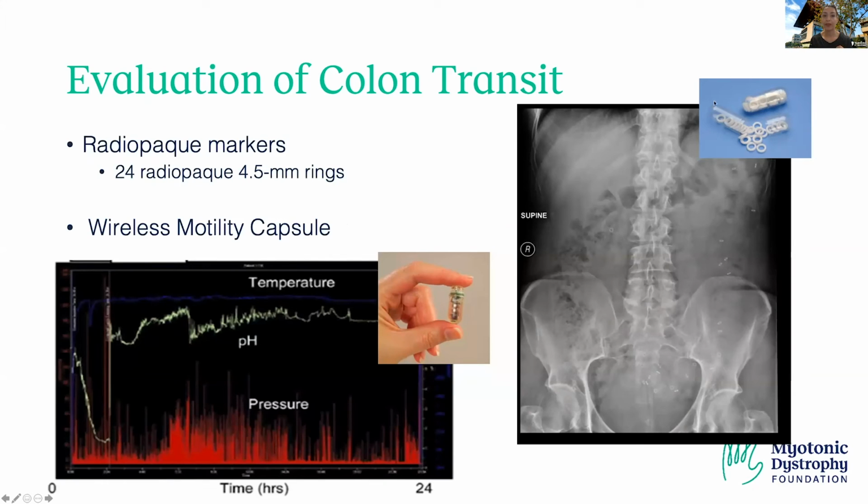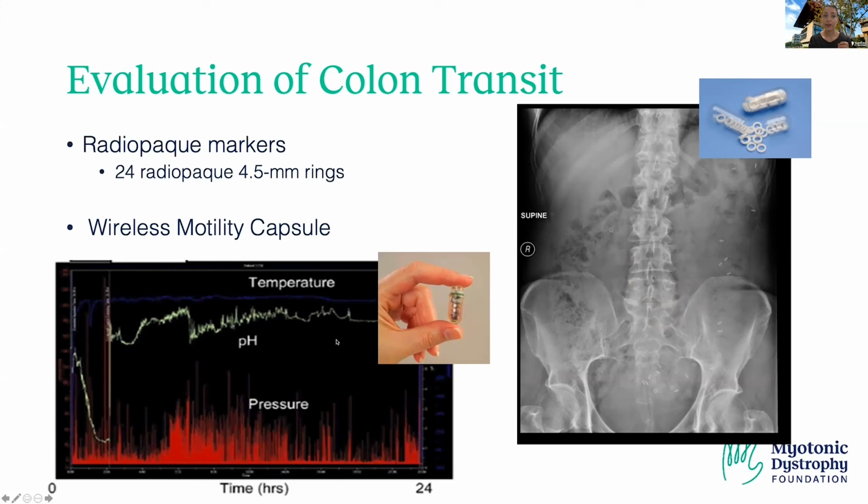One is the very easy small capsule with 24 tiny markers in it. We ask our patients to swallow that. 5 days later, we get an x-ray. We count the number of these markers that are left in the abdomen after 5 days. And if more than 20% of these markers are still in the stomach, in the bowel or the colon, we consider this as a marker for slow colonic transit.